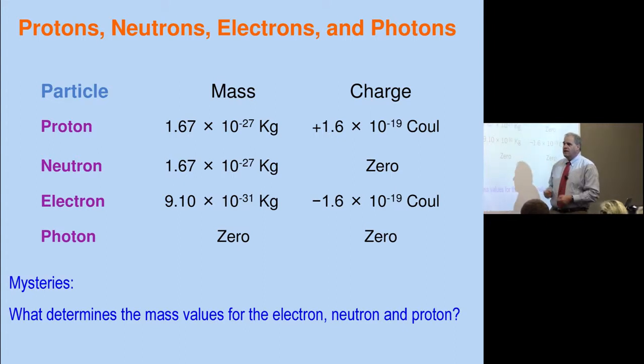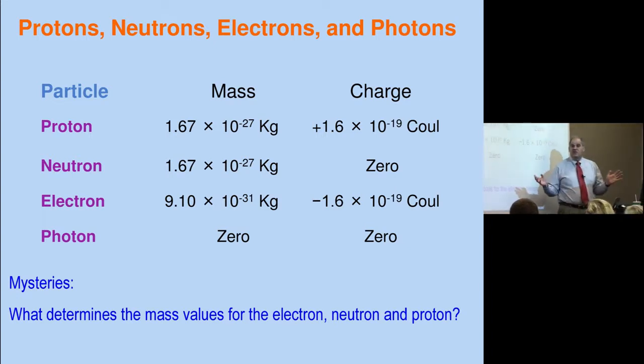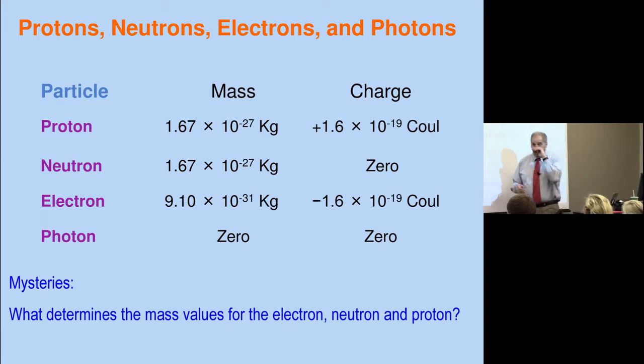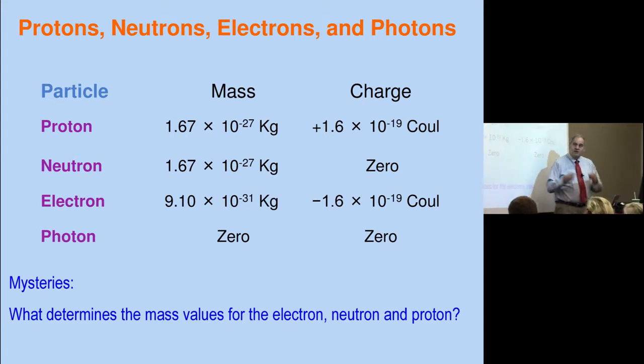The proton and the electron are fundamentally different kinds of things, but yet they carry equal and opposite charge to phenomenal precision. If they didn't, we would all be stuck to each other or flying apart, because charges repel each other if they're the same sign, and they attract each other if they're opposite signs.